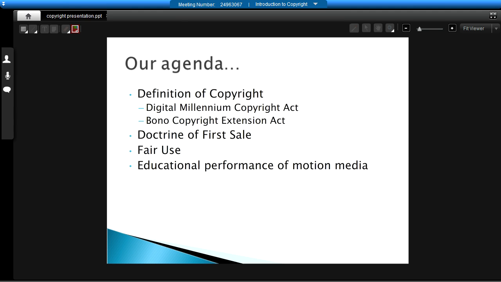I do want to talk briefly about the doctrine of first sale. That's how libraries operate, and it's really central to what we do. I'm going to spend a good amount of time on fair use because this is probably the most nebulous concept in copyright law, and yet it's the one we rely on most when we're using other people's works. And then finally, I do want to talk about educational use of media.